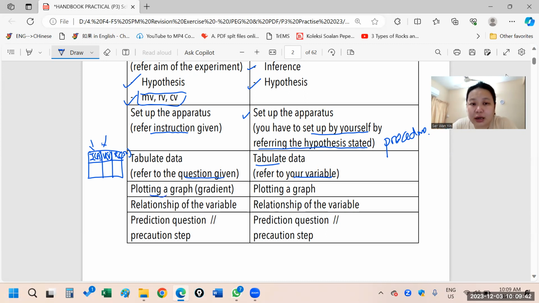Then plotting the graph, later I will tell how to get full marks. Full marks is 3.